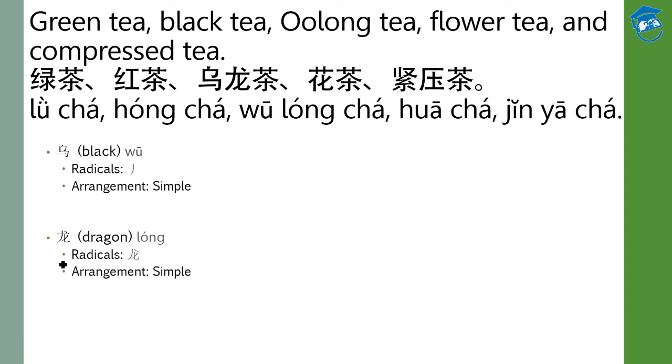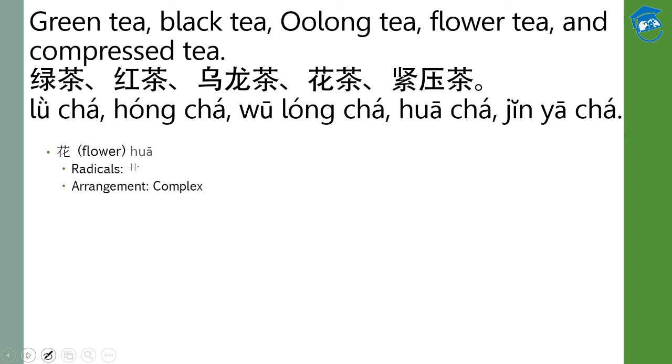The next word is lóng. Lóng means dragon. Okay, so you know how to say dragon and phoenix already. Okay, this is the pinyin lóng, and the radical is itself, so the arrangement is simple. Let's look at how to write lóng. 1 2 3 4 5. Okay, 5 strokes for this word, lóng. So in this slide that you have learned Oolong. Okay, Oolong cha is oolong tea, which is a half fermented tea.